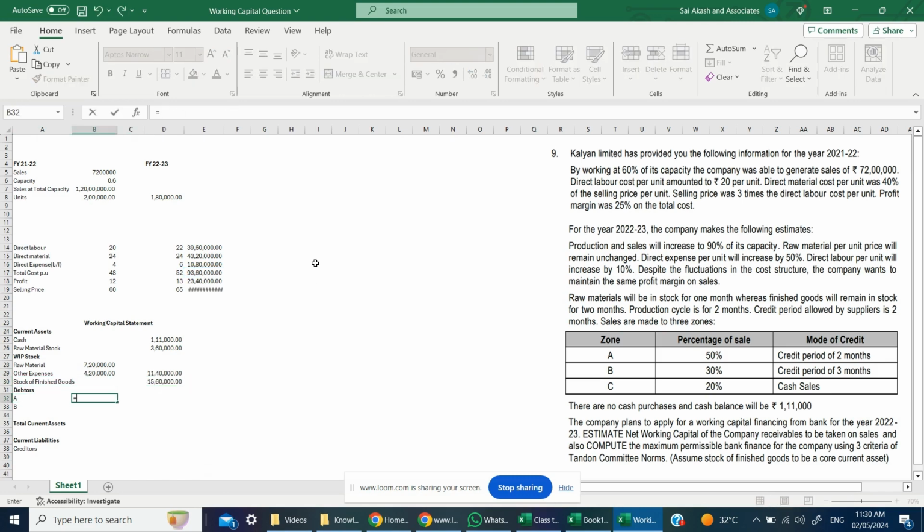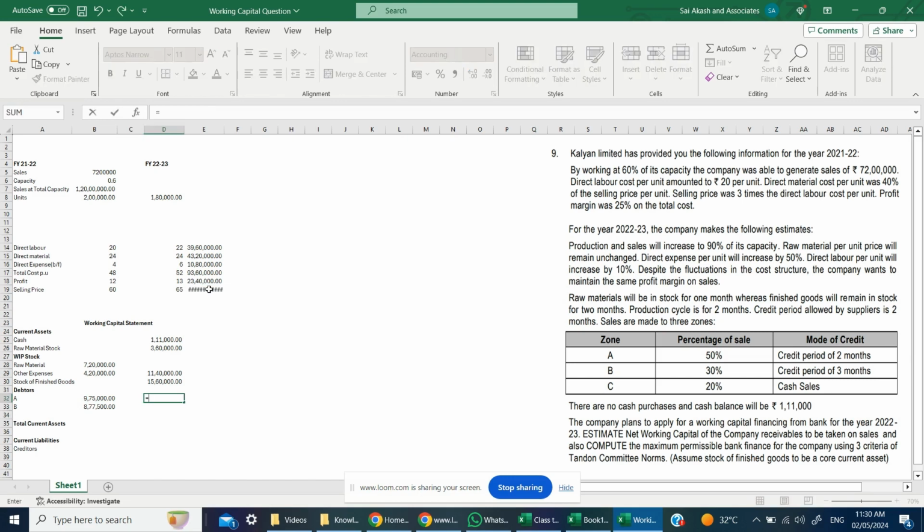So coming to debtors, what is their policy? Debtors, as you know, are valued at total cost, but the institute in this particular question has valued debtors on sales. So just to tally my answer with the institute, I'm also doing the same, which is incorrect. Out of my total sales, 50% is for 2 months credit period, so into 2 by 12. Again, for B, out of my total sales into 30% into 3 by 12. For zone 3, it is completely cash sale.